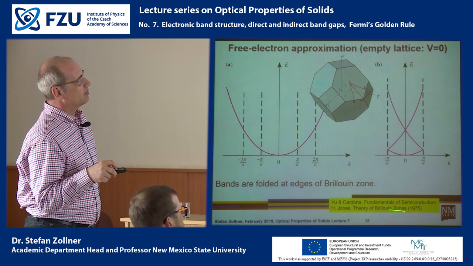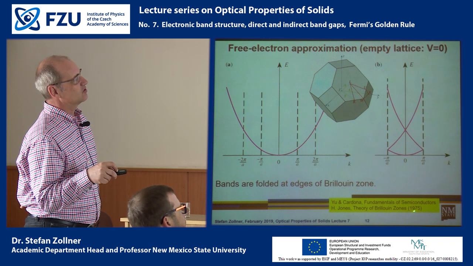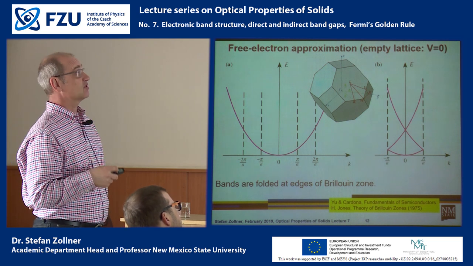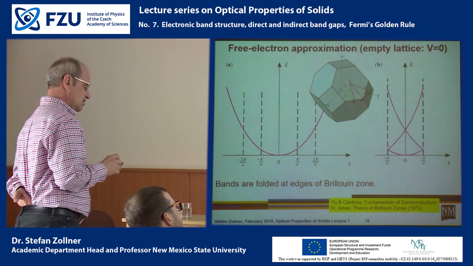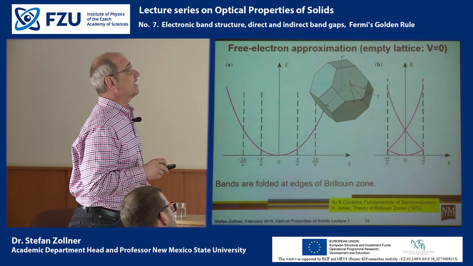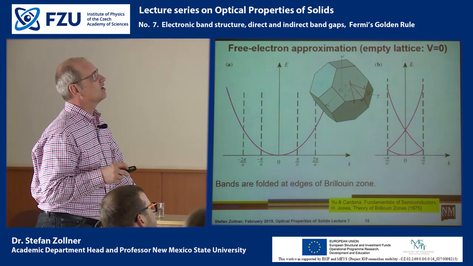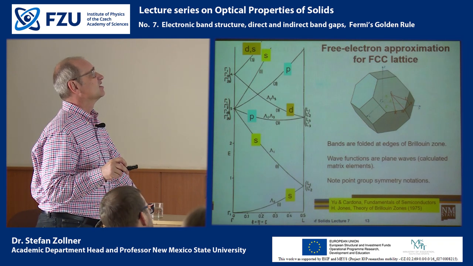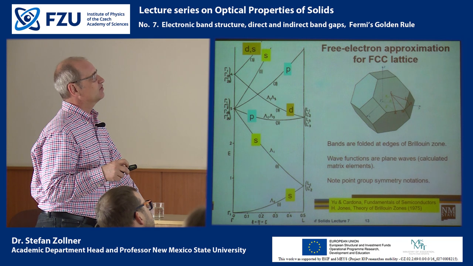There is a book by Jones, Theory of Brillouin Zones, 1975, and that gives examples for a variety of different empty lattice band structures depending on the crystal structure and the Brillouin zone that we have. And here is an example from that book.